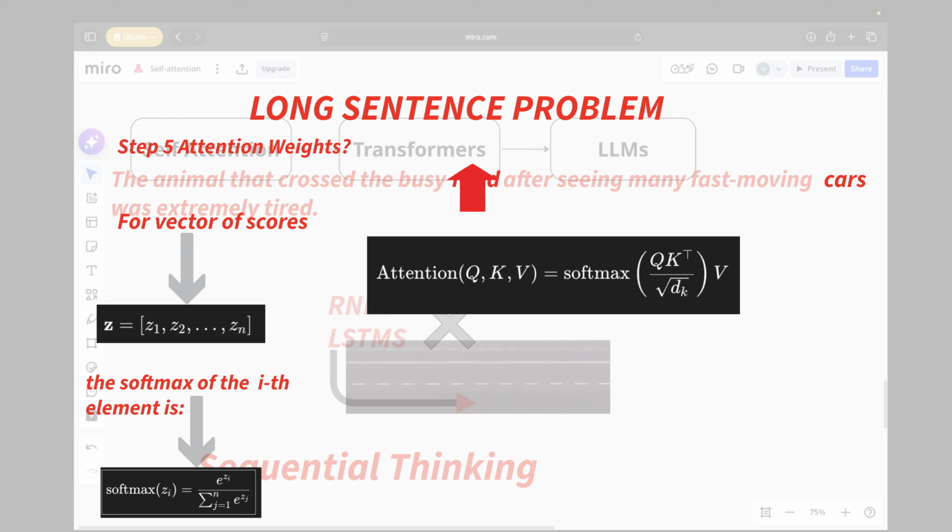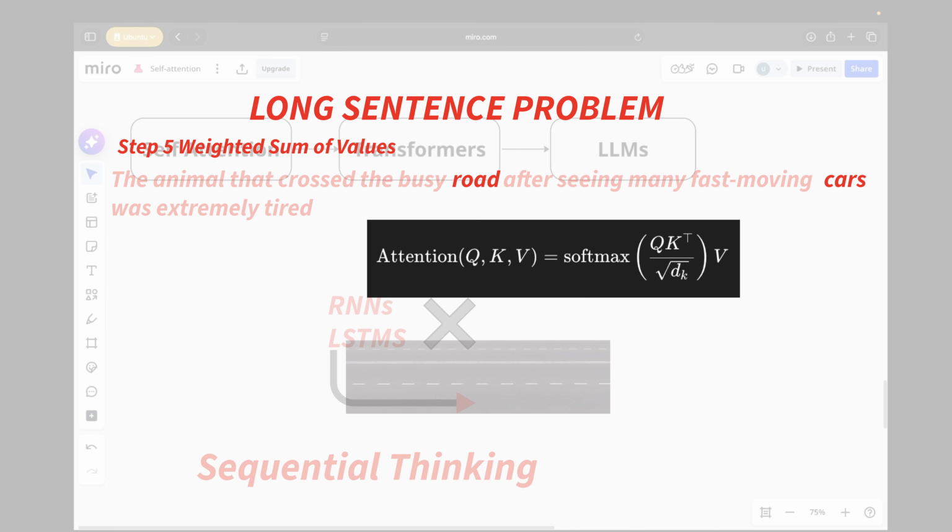At the last step, step 6, is the weighted sum of values. These attention weights are now applied to values. The output vector for cars now includes strong information from road. This is how the model understands that cars belong on roads. Let's now look at the self-attention heat map.